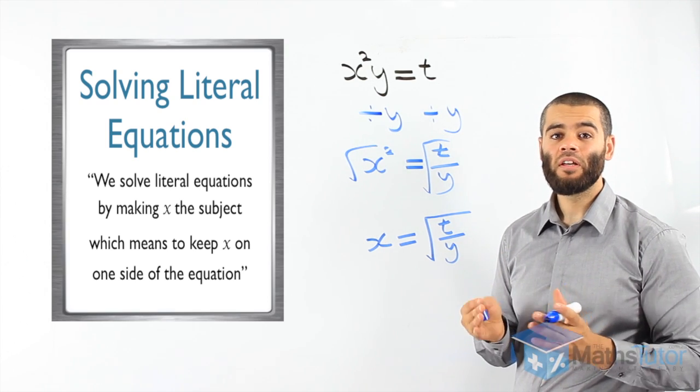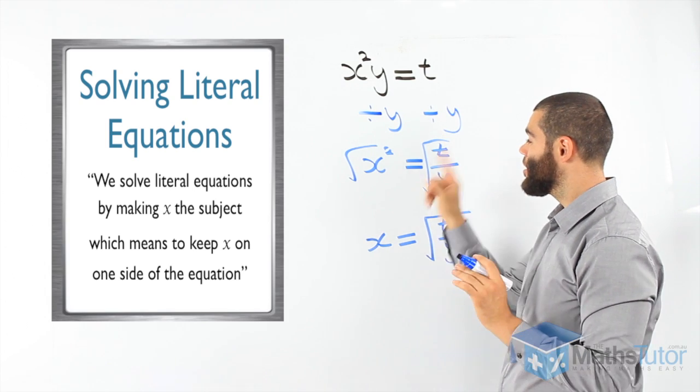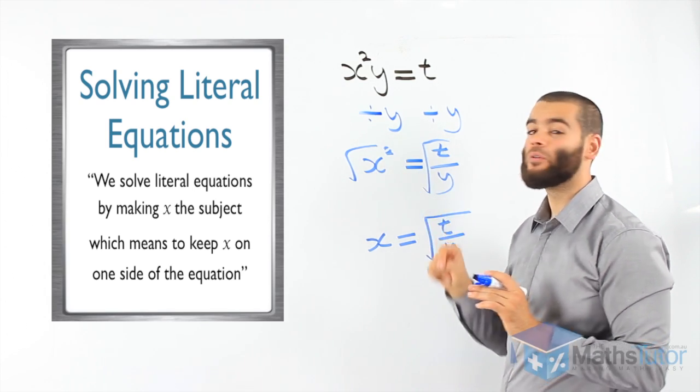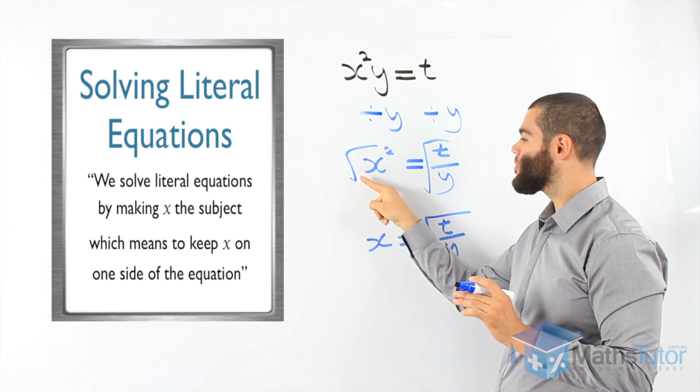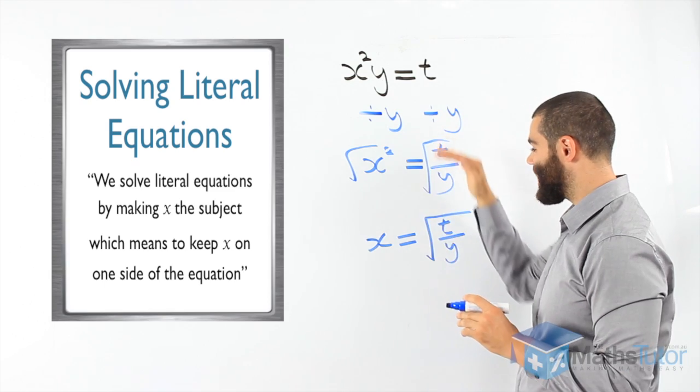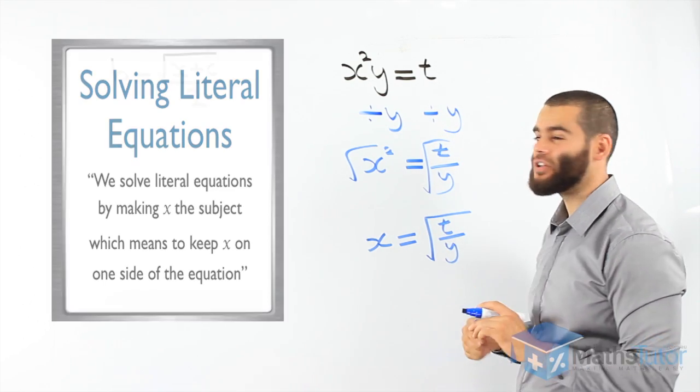It's pretty simple if you follow the steps. Remember, the opposite of square is square root. So whenever you see a square, the opposite is square root. This is how to make x the subject in a question like this.